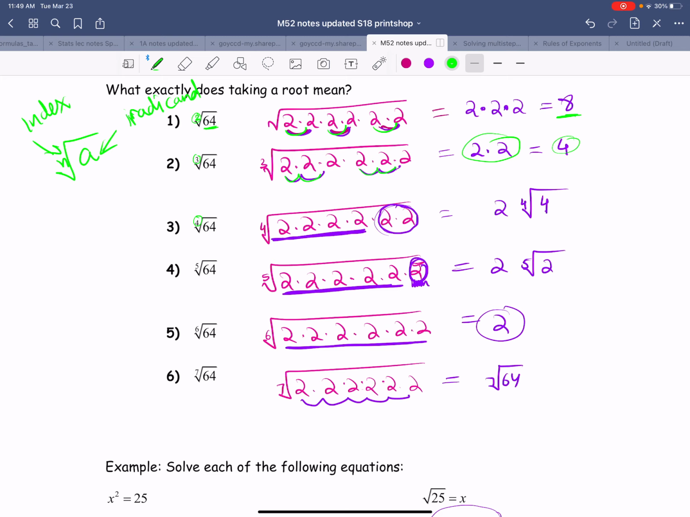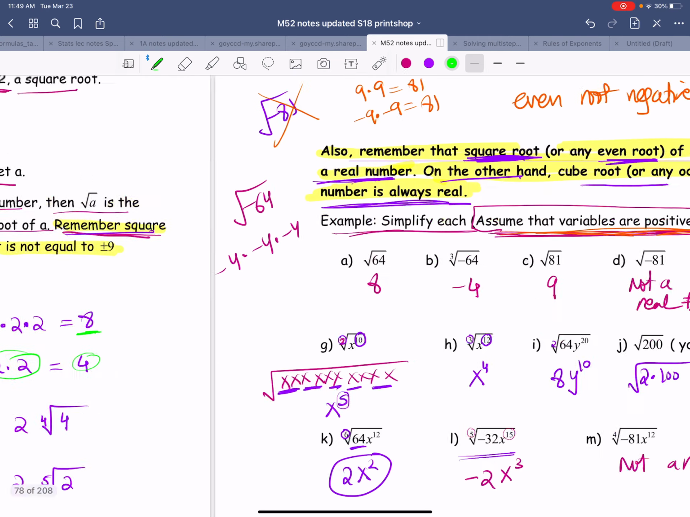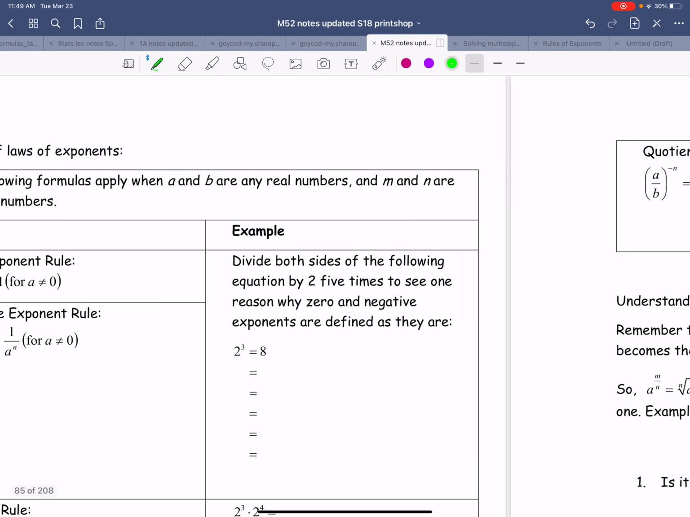If the number in the pocket is 4, we're looking for groups of 4. You have to have 4 2's inside to be able to bring one out. If the number in the pocket is 5, you have to have 5 2's inside to be able to bring one out. 5 of the same numbers inside. It doesn't have to be 2, because if 64 is a different number, then you would have different numbers in there. If 6 is in the pocket, then you have to have groups of 6 things inside to be able to bring one out. Okay, let's look at some more examples of simplifying radical expressions.